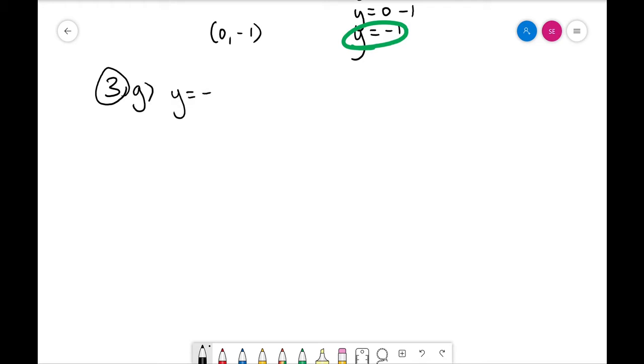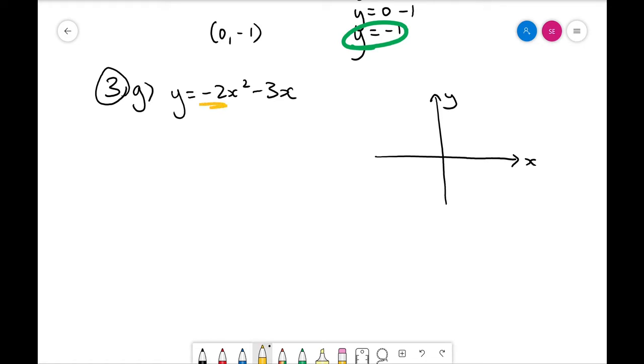So we've got y is equal to minus 2x squared minus 3x. The first thing that's different from this one is you can see that it's a negative in front of the x squared. So we know it's going to be a frowny face.